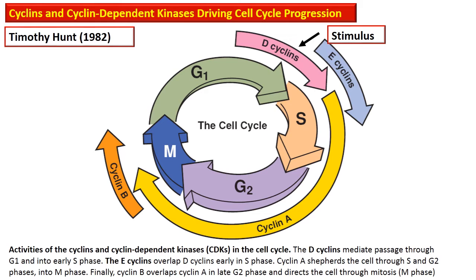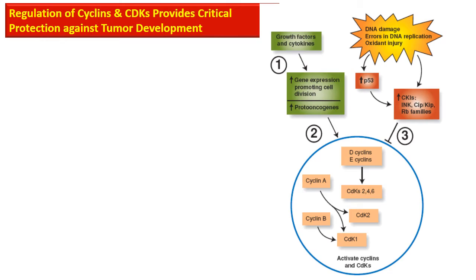Cyclin A and B bind with cyclin dependent kinases 1 and 2. The regulation of cyclins and cyclin dependent kinases is important to protect against the development of tumors.